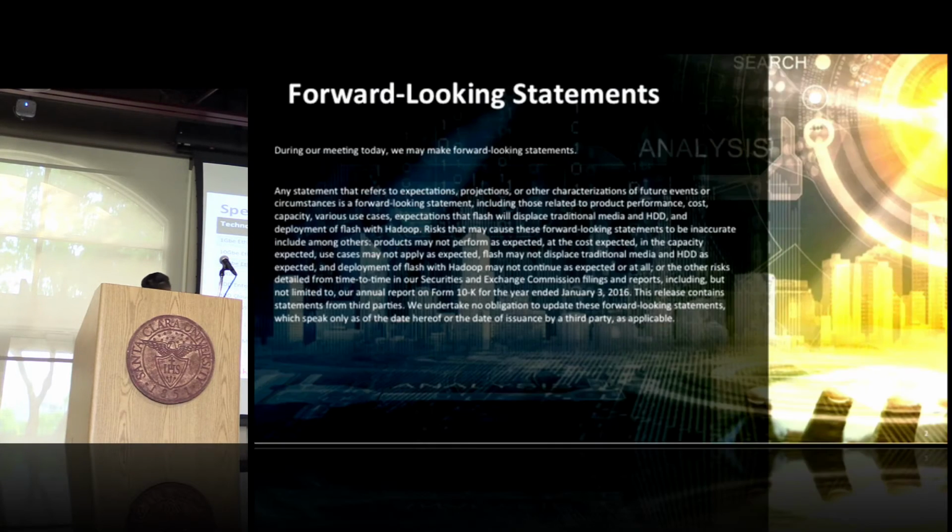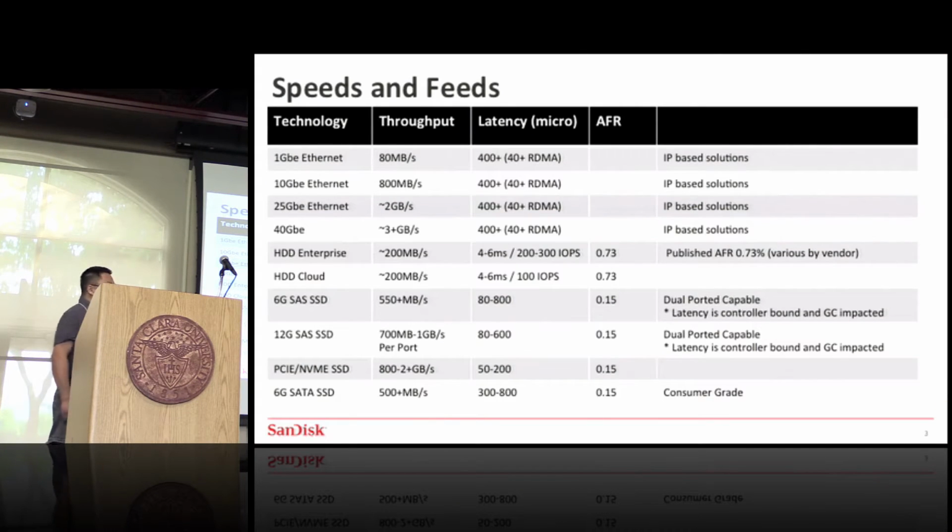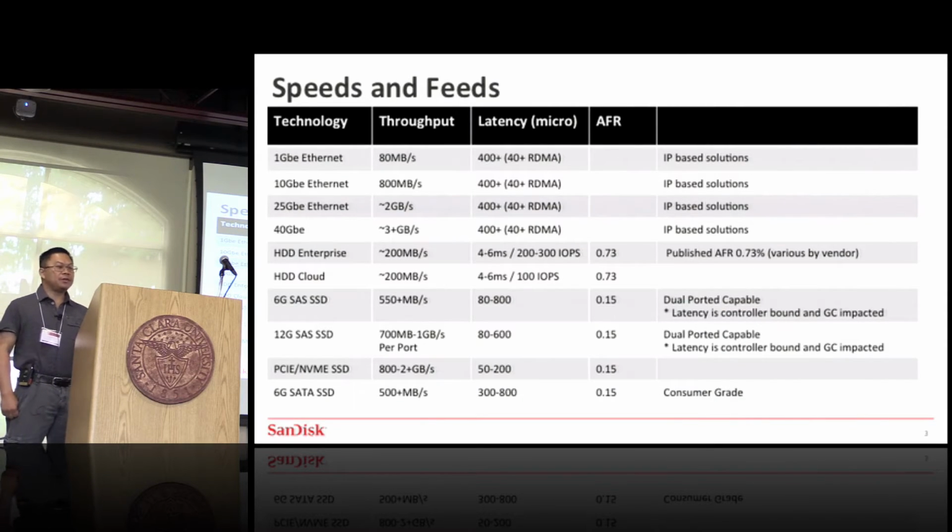So, standard legal stuff. The first thing I wanted to talk about is the speeds and feeds of different things in the infrastructure, because it really makes a difference in why you want to deploy flash a certain way.